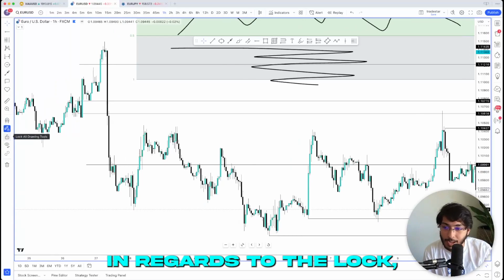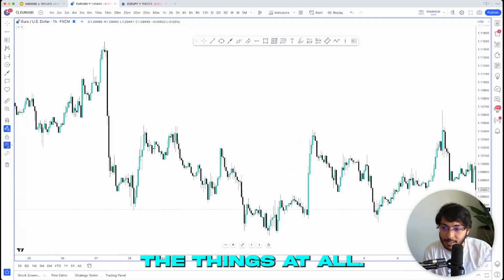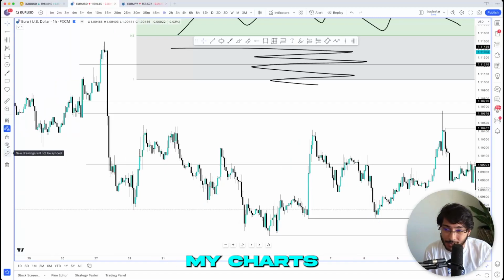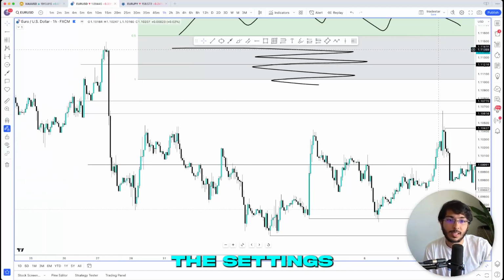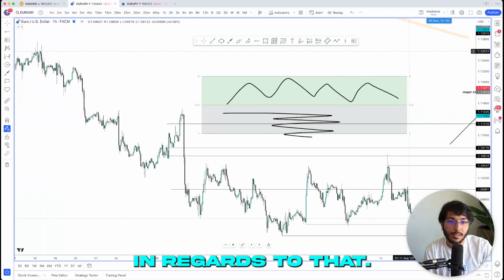In regards to the lock, I don't really use the lock. I don't hide the things at all. I also don't link my charts that much or at all. But guys, those are really the settings that I like to use in regards to that.